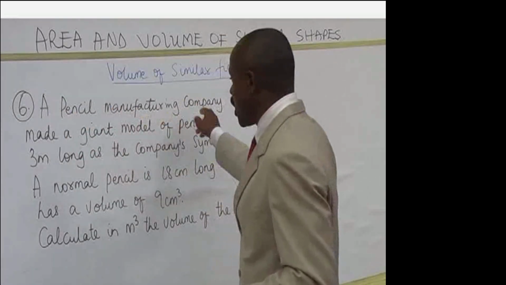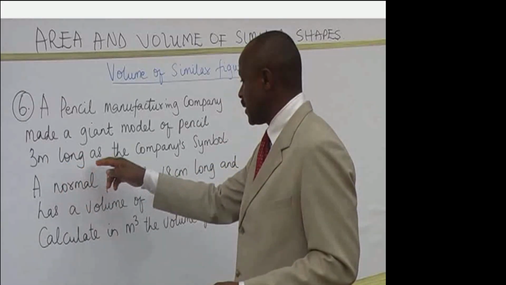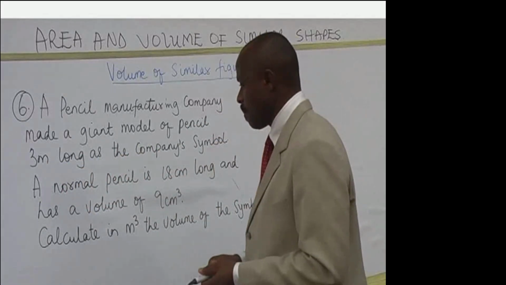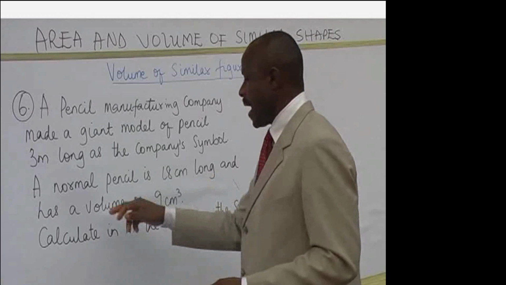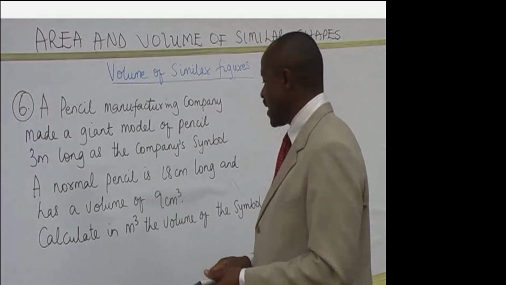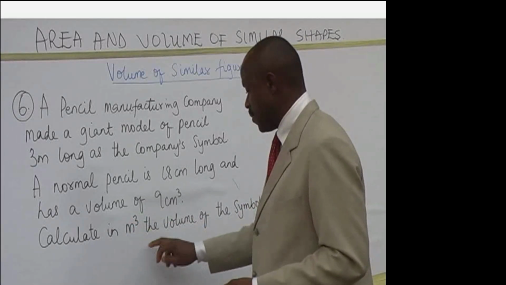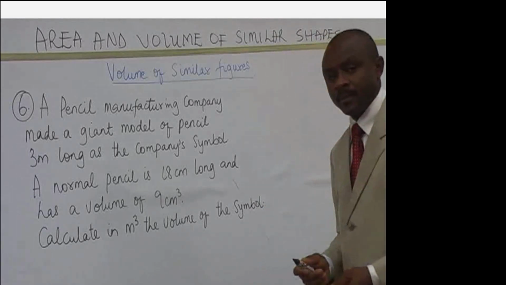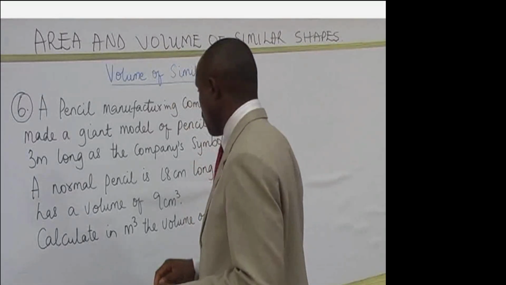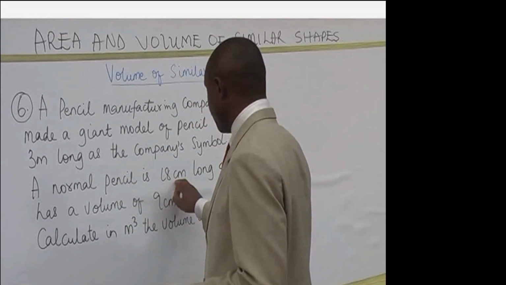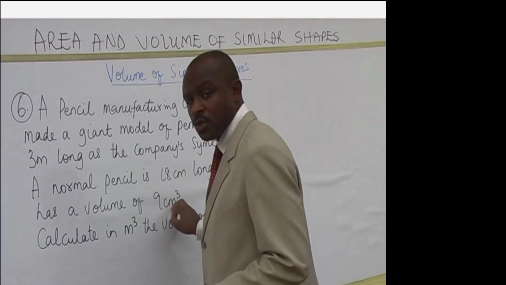A pencil manufacturing company made a giant model of a pencil 3 meters long as the company's symbol. A normal pencil is 18 cm long and has a volume of 9 centimeter cube. Calculate in meter cube the volume of the symbol. The first thing we do here is to convert 18 cm to meters and also convert 9 cm cube to meter cube.